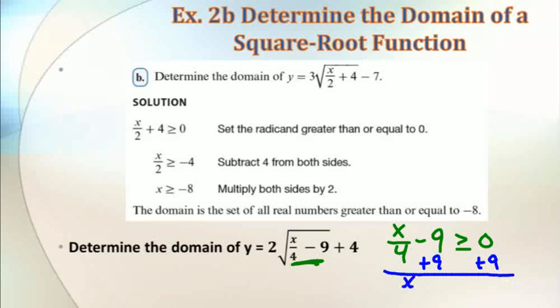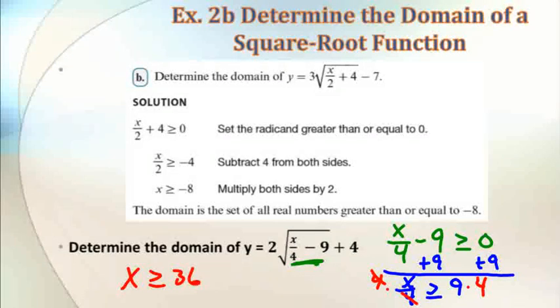So now I have x divided by 4 is greater than or equal to 9. And then the last step is to multiply by 4 to get the x by itself. Whatever I do on one side, I do on the other. So the domain is x has to be greater than or equal to 36.